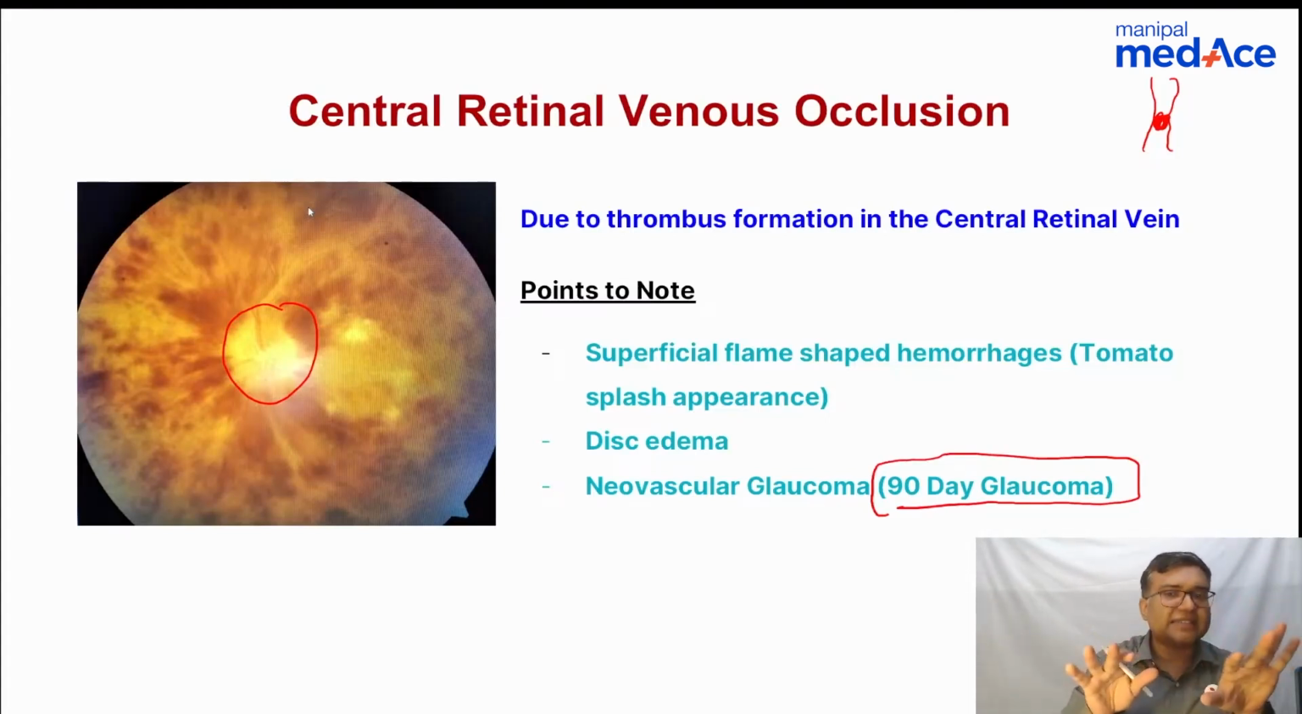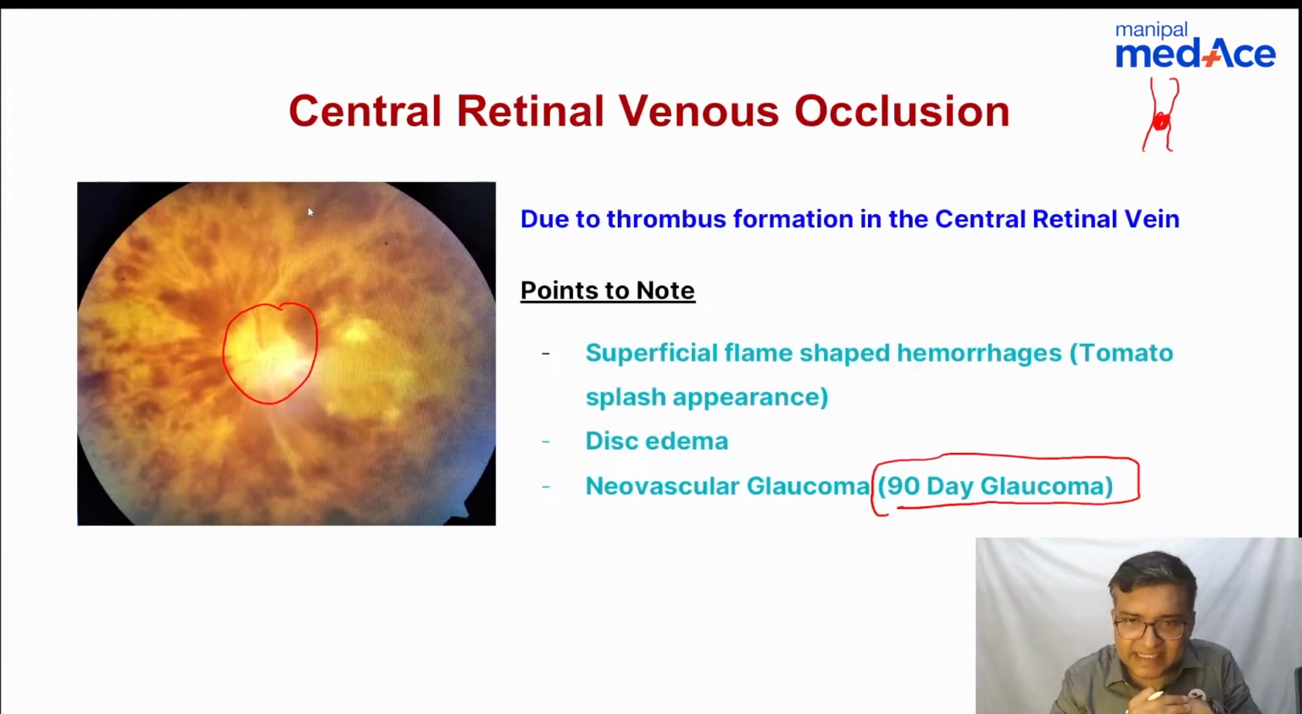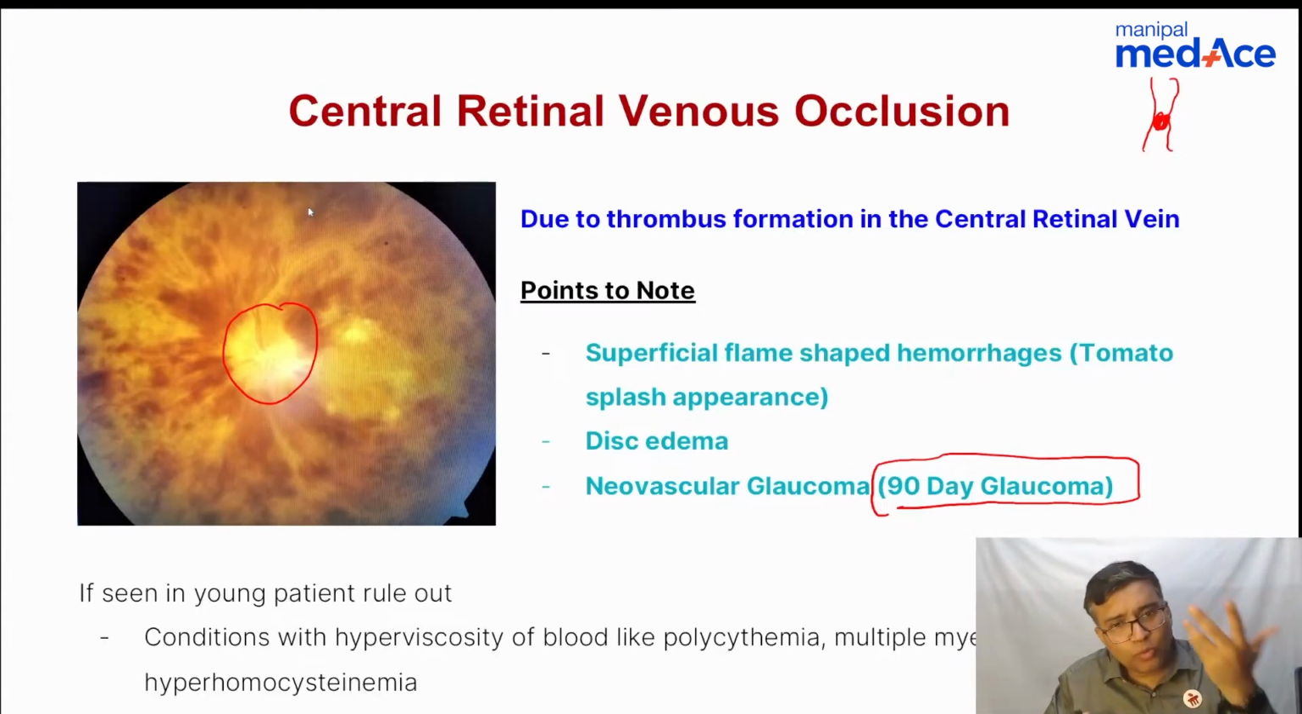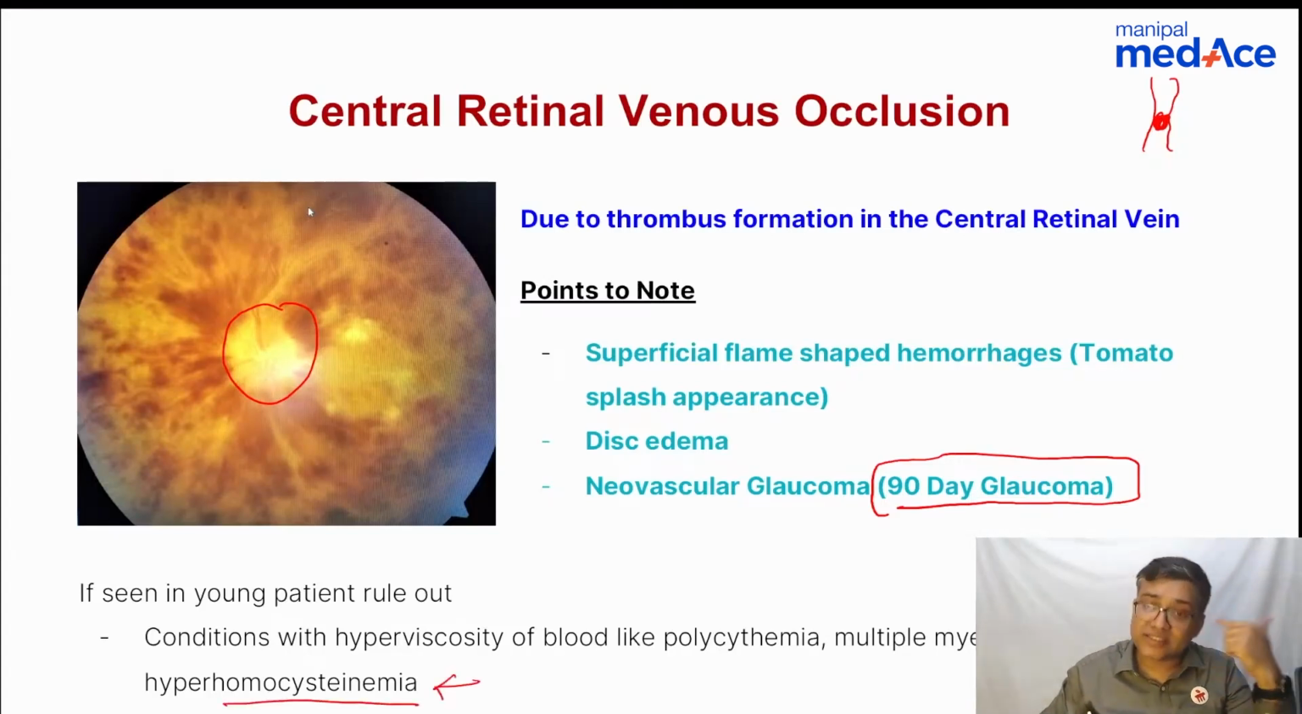Okay, now if they ask that there is a young patient, a 26-year-old guy, and this 26-year-old guy is having a tomato splash appearance, what is the most important investigation that you would do? So in this patient, we would definitely go for the lipid profile. We would see the blood pressure, diabetes, but very important here is I have to rule out the various important causes of hyperviscosity of blood. So the causes like the patient is having a polycythemia, multiple myeloma, okay, hyperhomocystinemia. Very important is hyperhomocystinemia. They have to be basically ruled out because they can also cause the central retinal venous occlusion.